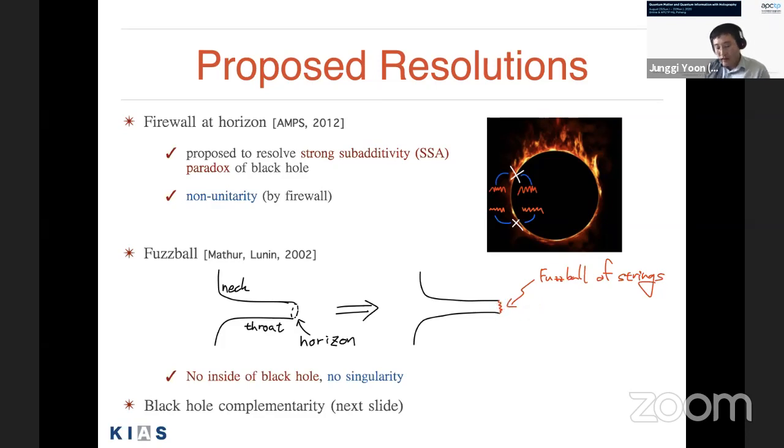Many black hole paradoxes are related to some thought experiment inside of the horizon. But the fuzzball does not have any inside, so it immediately resolves many paradoxes. Also, it does not have a singularity, so it looks very nice, but I'm still not sure of the status of this fuzzball. So that is one kind of proposal. And the last one, the most interesting and important resolution in this talk, is black hole complementarity.